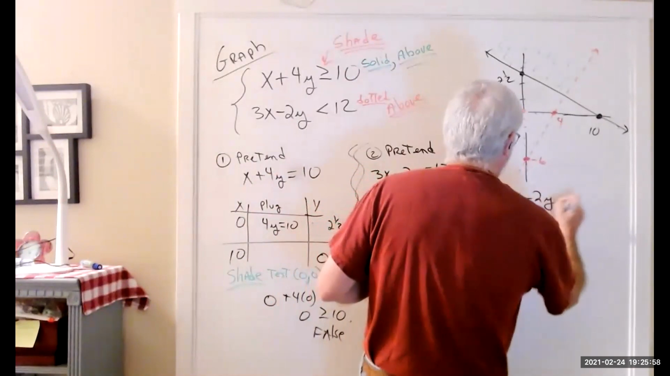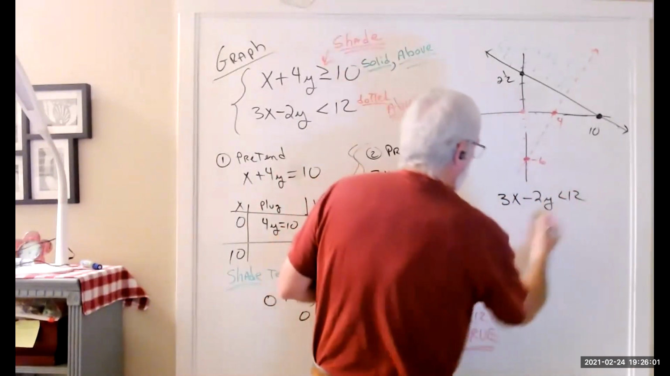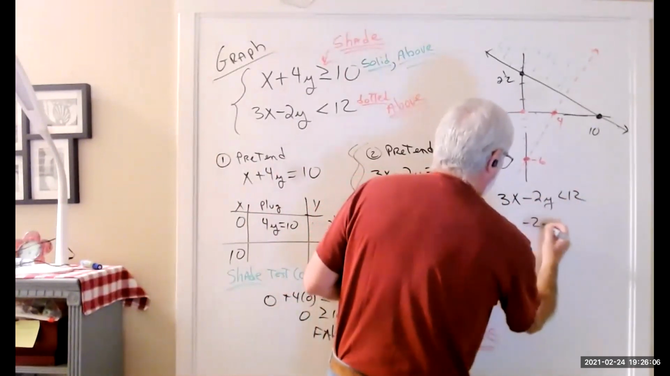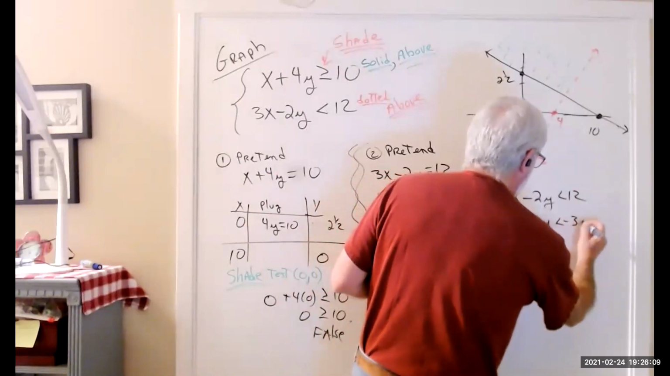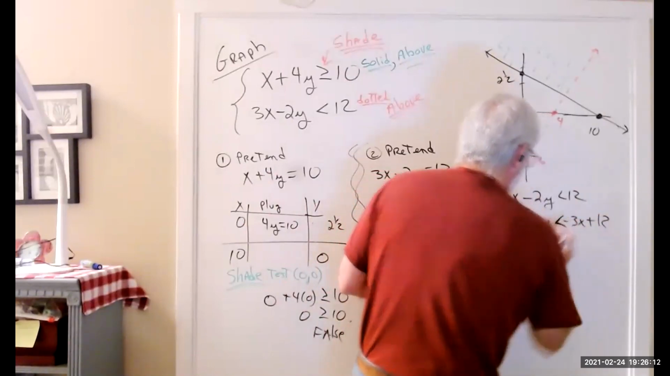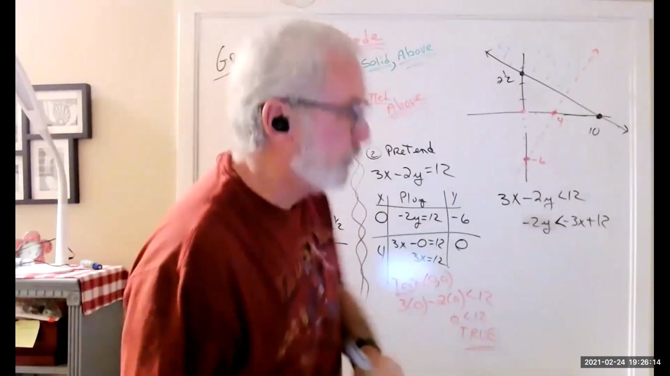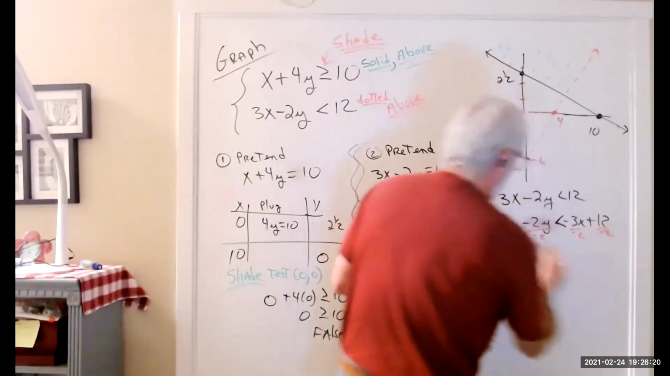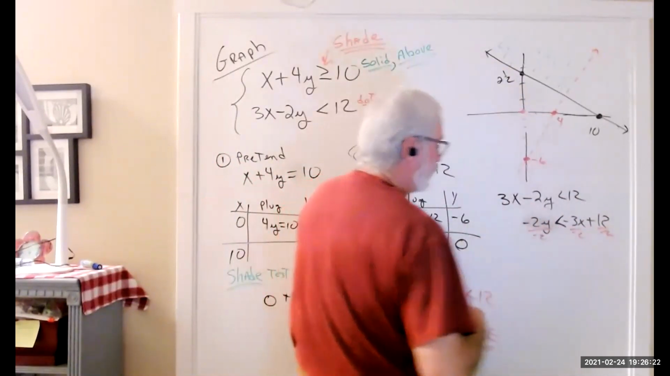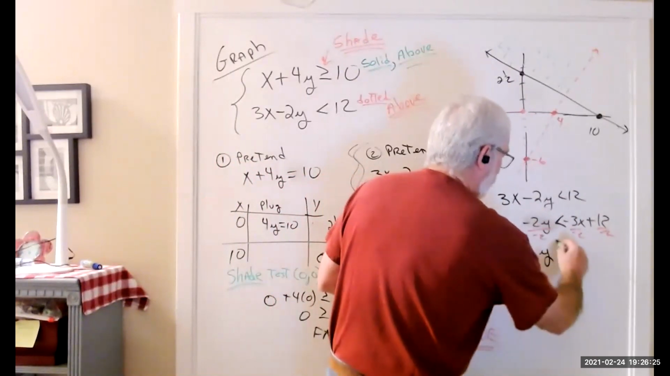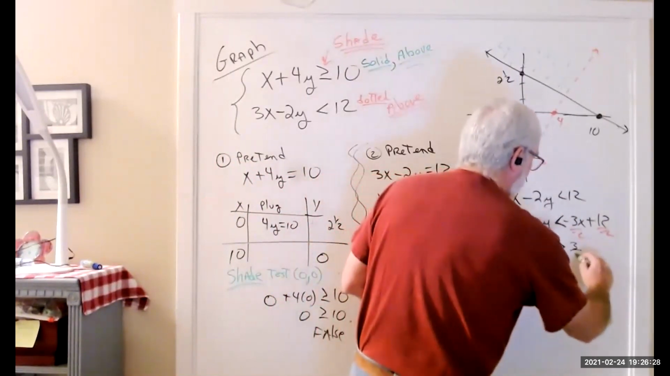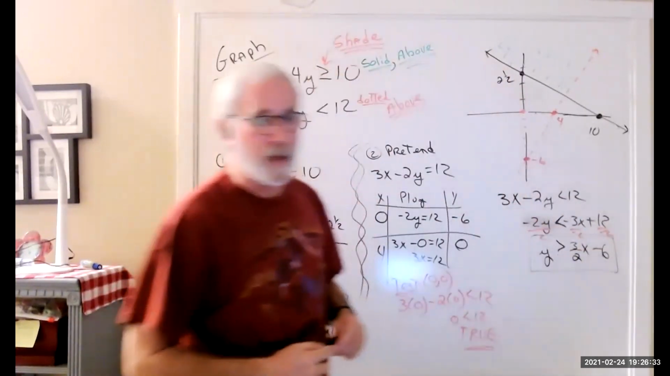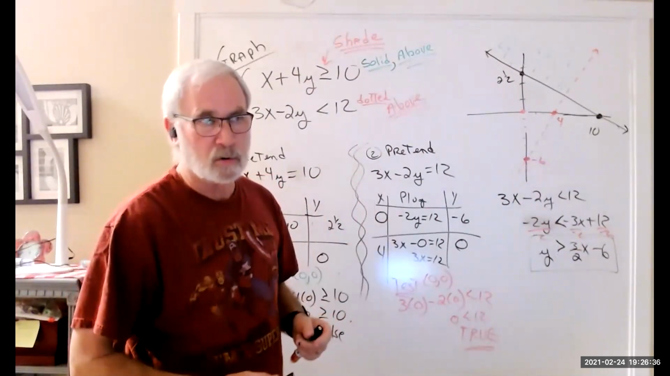3x minus 2y is less than 12. Take the 3x over, that's what you're talking about. Minus 2y is less than negative 3x plus 12. But this is what you need to be careful about. When you divide by negative 2 to get the y alone, what else do you have to do? Flip the sign, right. And that's 3x, so minus 6.